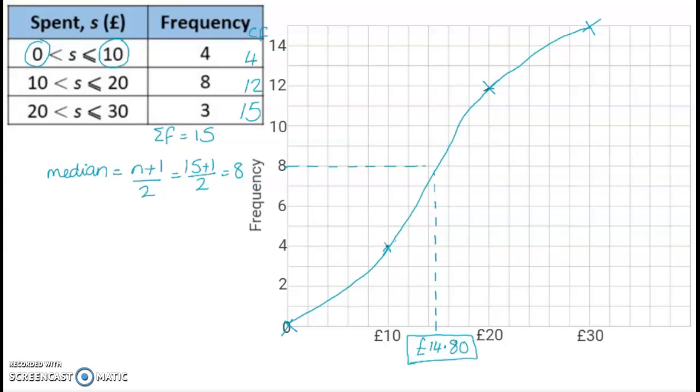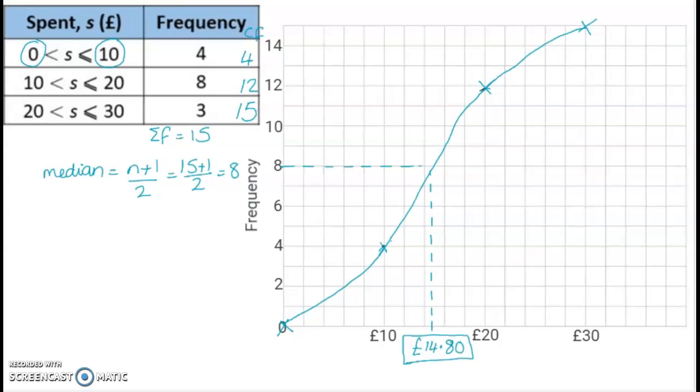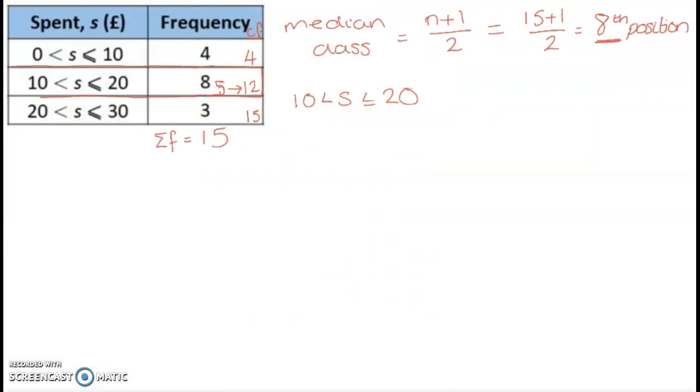So what we're going to look at is using the same logic to find an estimate of the median without having to draw out the cumulative frequency graph. If we go back to our table where we have our median class, we've already established that our median is somewhere between 10 and 20. We know it is in that category. We also know that we have 8 people in that category.